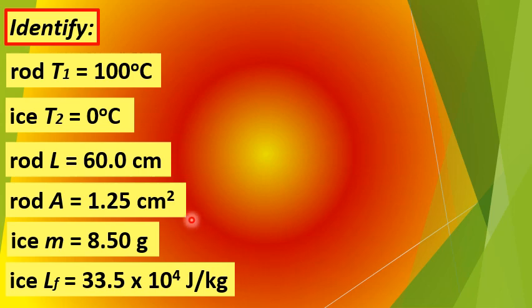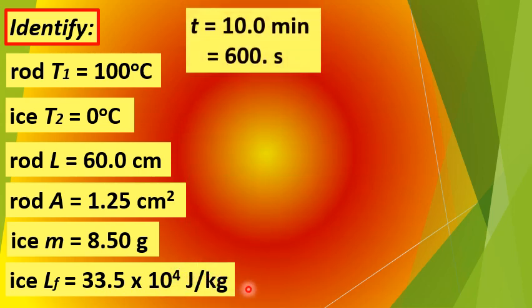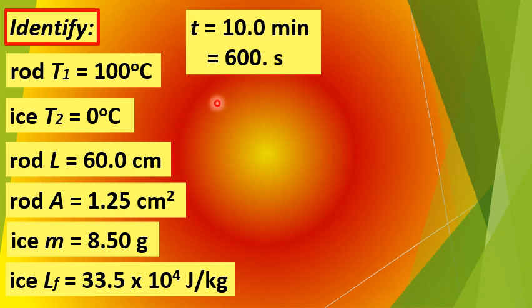We are also given the constant known as the latent heat of fusion of ice, equal to 33.5 times 10 to the fourth power joules per kilogram. And the time during which the conduction takes place, small letter t, is 10.0 minutes. So that's equivalent to 600 seconds. This means that we are emphasizing the three significant figures of the original time, 10.0 minutes.